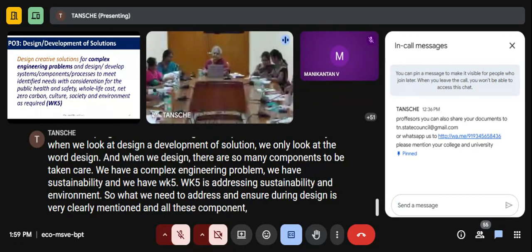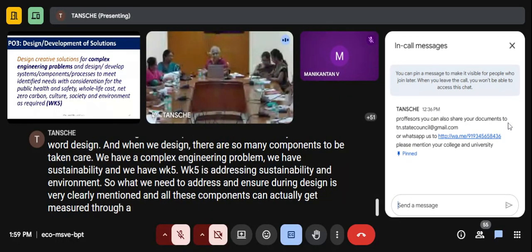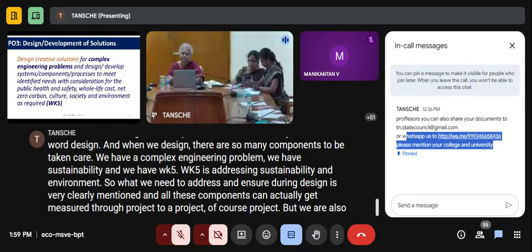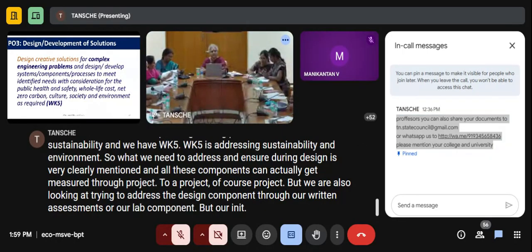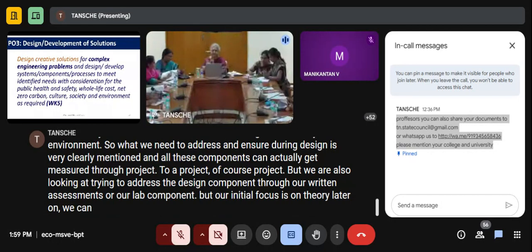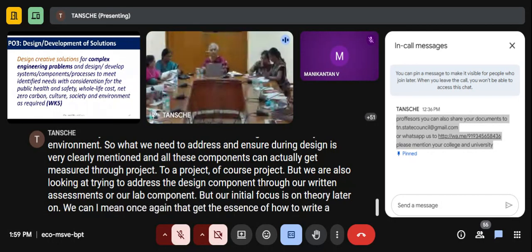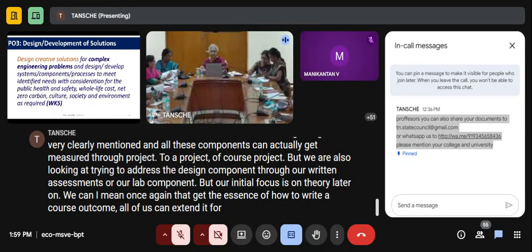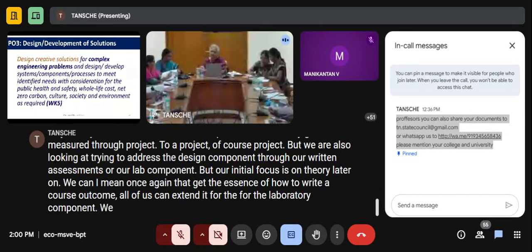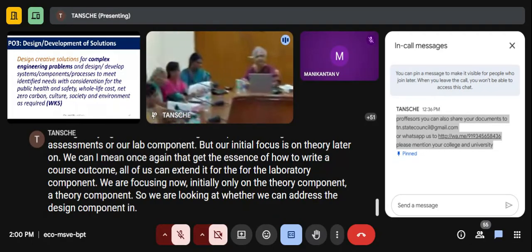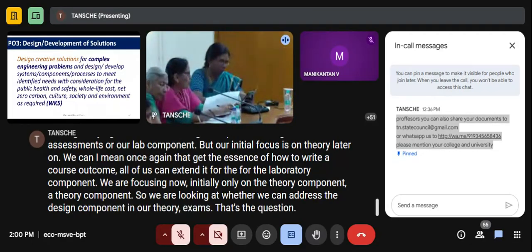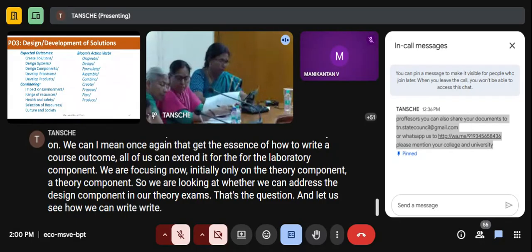All these components can actually get measured through a course project. But we are also looking at trying to address the design component through our written assessments or our lab component. But our initial focus is on theory. Later on, we can extend. Once we get the essence of how to write a course outcome, all of us can extend it for the laboratory component. We are focusing now initially only on the theory component. So we are looking at whether we can address the design component in our theory exams. That's the question, and let us see how we can write it.